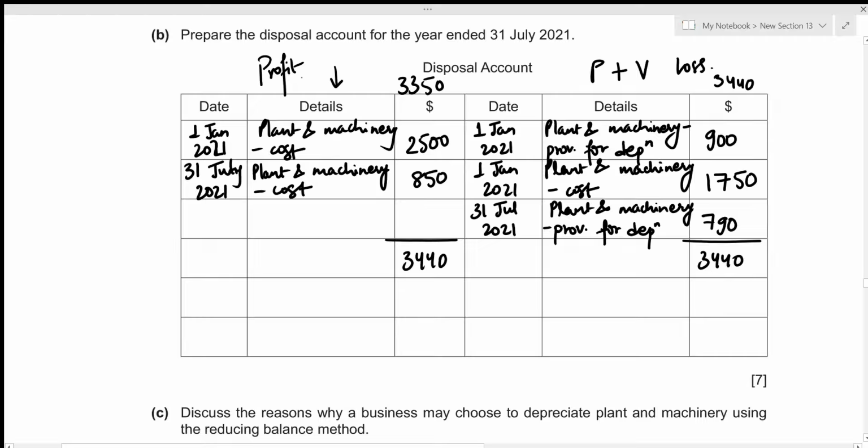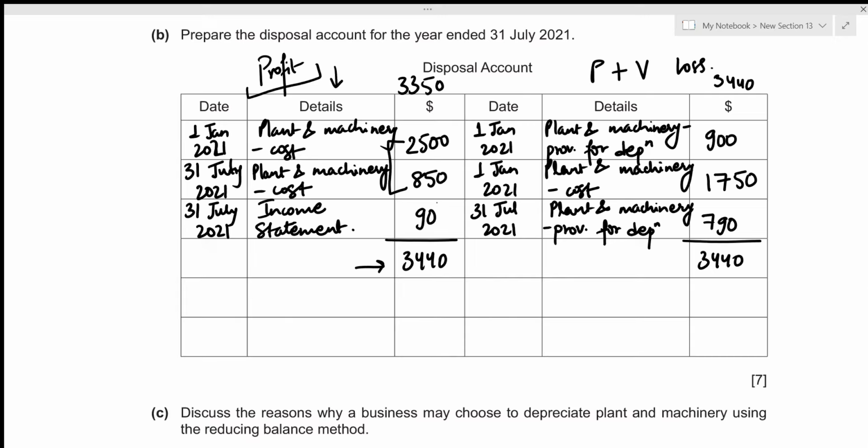Then, like I said before, if the balancing figure is on the debit side, then that indicates the profit on disposal. And this profit on disposal can be recorded at our ending date, which is 31st July 2021. And we record it under the heading of income statement because this profit on disposal is to be recorded in our income statement. And now this acts as a balancing figure. And whenever we're trying to figure out the balancing figure, we just need to subtract these amounts from the total. So in this case, that's going to be 3,440 minus 2,500 minus 850, which gives our profit on disposal to be 90. Okay, this concludes our second part.